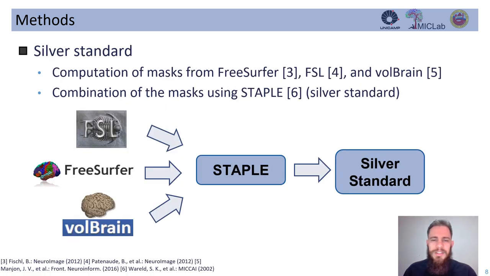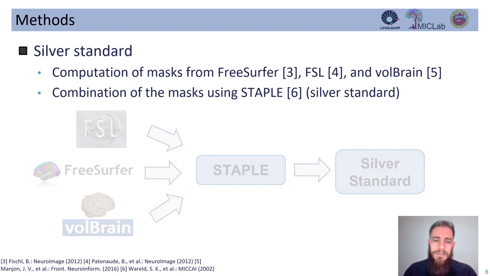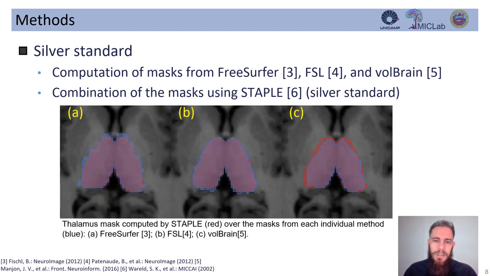To compute the silver standard masks, we used three of the most popular segmentation softwares: FreeSurfer, FSL, and VolBrain. And to combine the masks, we used the STAPLE method, which statistically combines the masks to create the silver standard mask. As you can see in the figure, in blue are the segmentations done by each individual method, and in red is the silver standard mask. We can see that the silver standard is smoother and seems to better represent the thalamus structure.